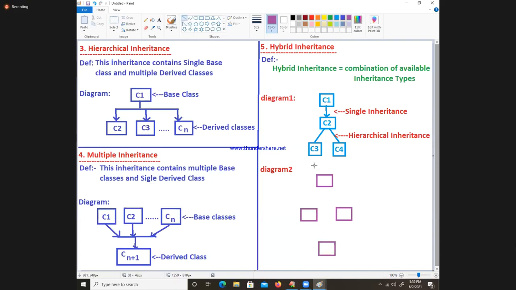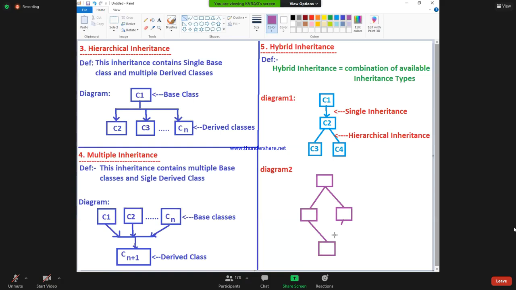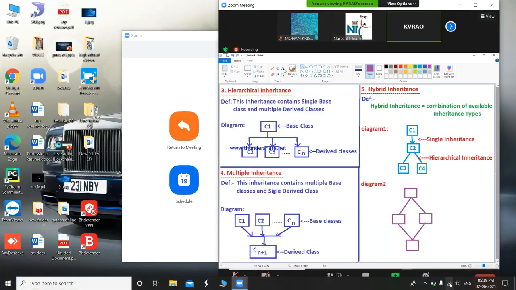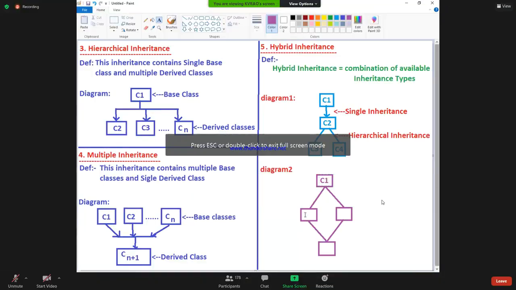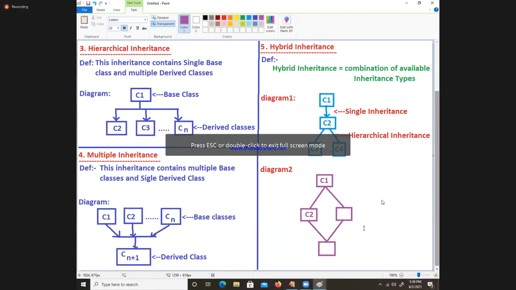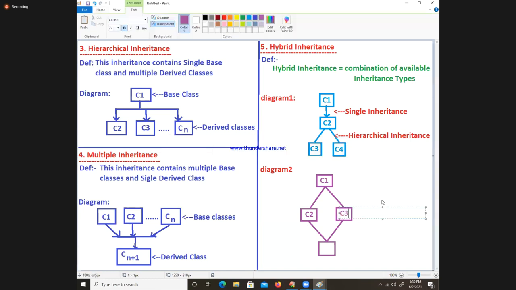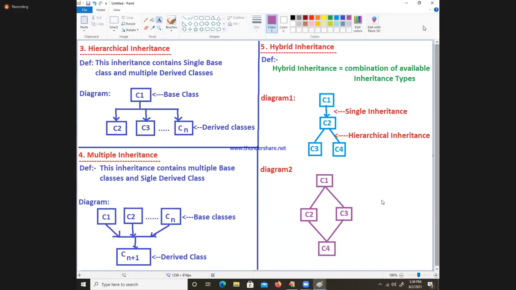Now I am taking C1 to C2, and I have C1 to C3, and C2 to C4, and C3 to C4. Now, what does this look like? I want to listen from you, everybody. C1, C2, C3 is called what? Hierarchical.